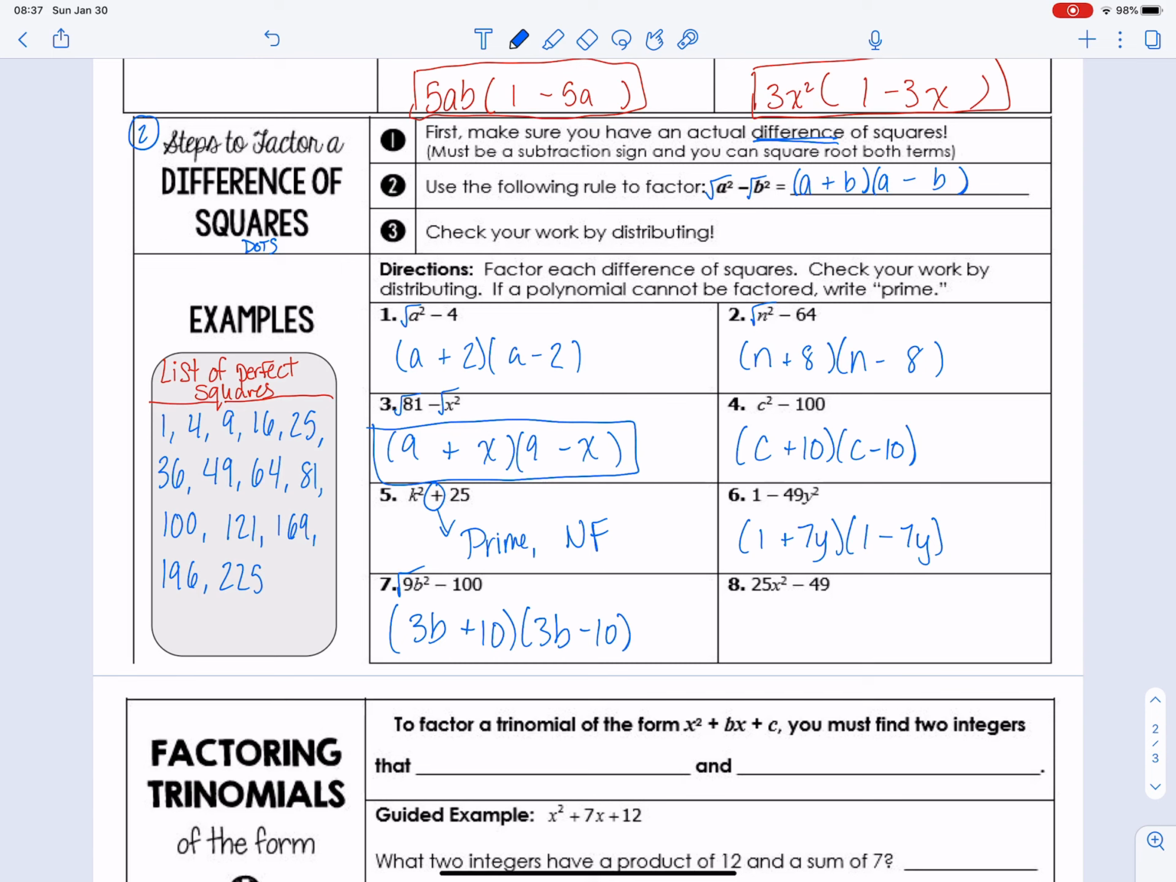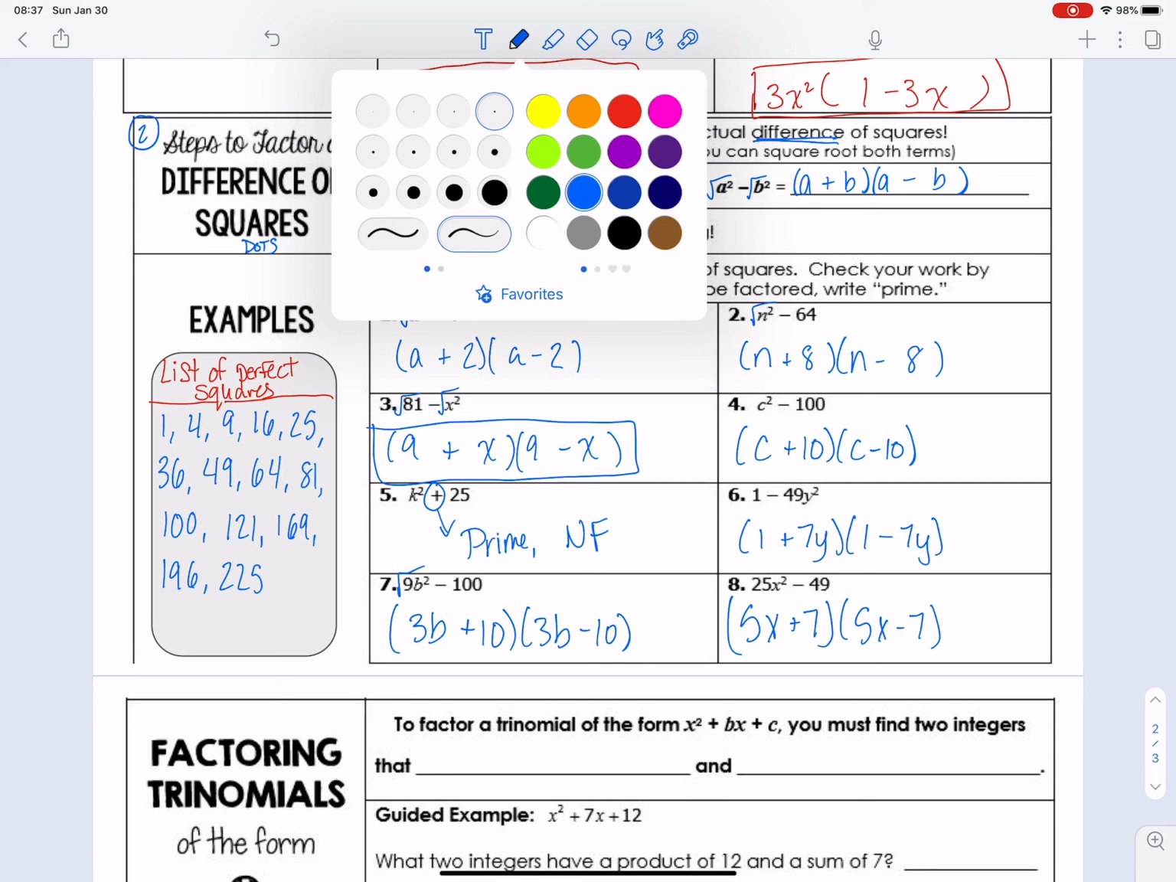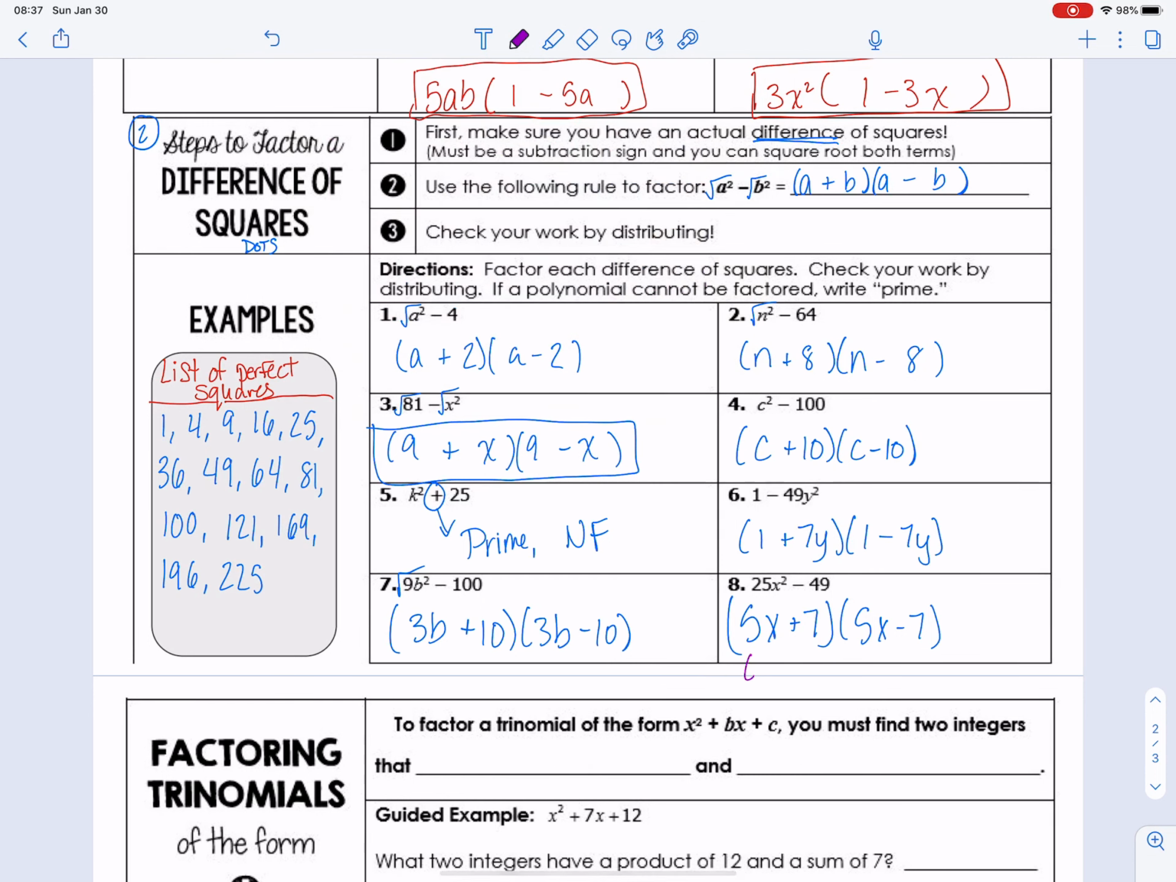So the last one would be 5x plus 7, 5x minus 7. Now, based on the commutative property, you could actually switch the order of these and you'd still be correct. So if you wanted to, you could write this as 5x minus 7 times 5x plus 7. And that's a 100% acceptable answer. Okay. And that's difference of 2 perfect squares.